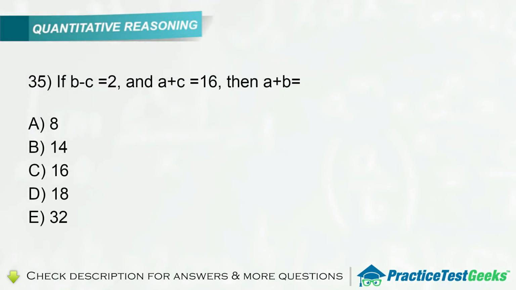Question 35. If b minus c equals 2, and a plus c equals 16, then a plus b equals A. 8. B. 14. C. 16. D. 18. E. 32.